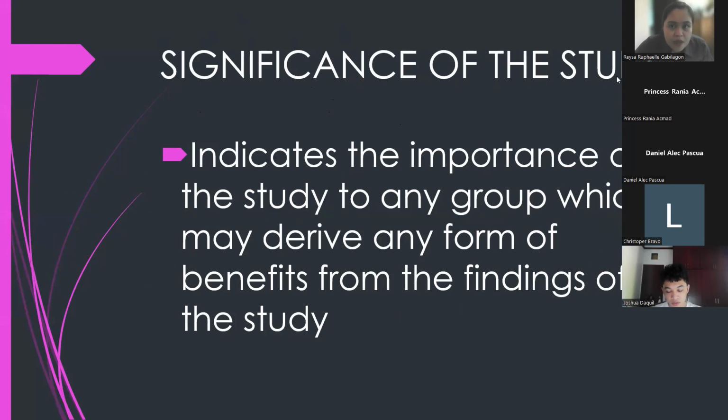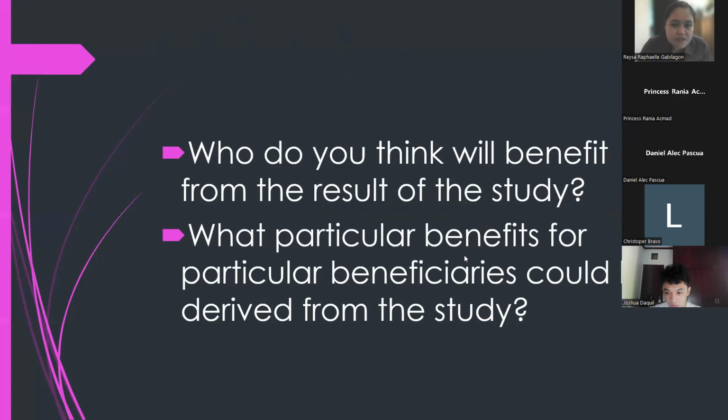After the SOP, we have to establish the benefits we can get from your research. So what shall you do with the significance of the study? The first thing is to identify the people, the person or the group of people or the organization that will get benefit from the findings of your study. After identifying them, you have to state specifically what benefit can they get from your research.